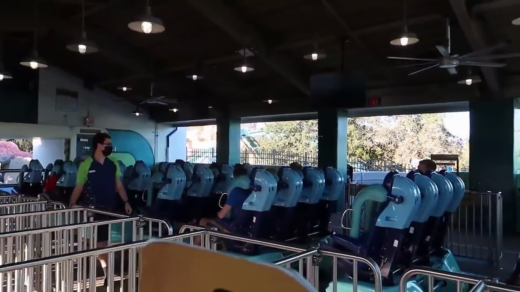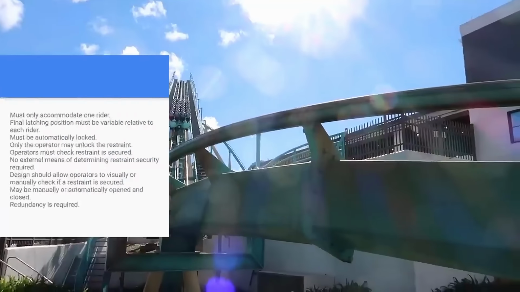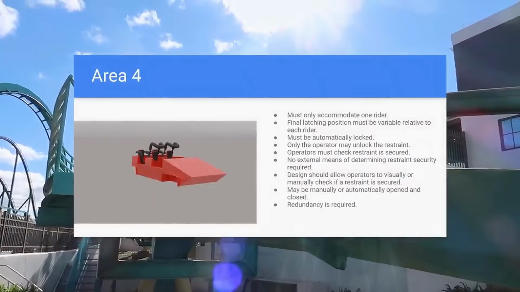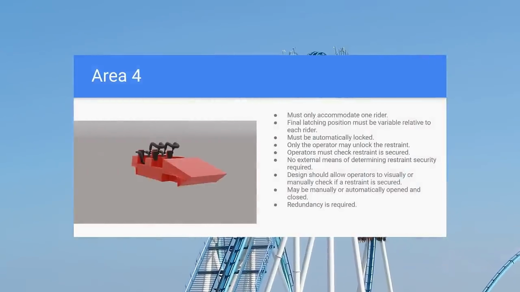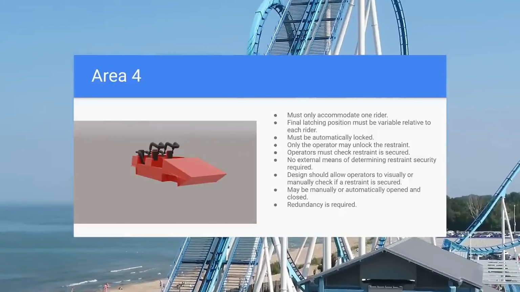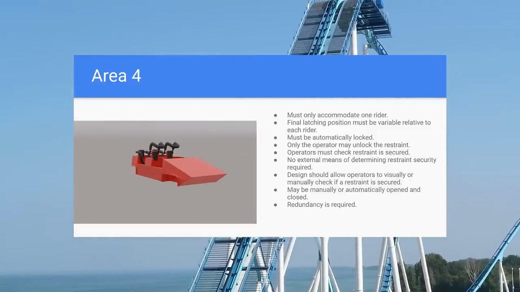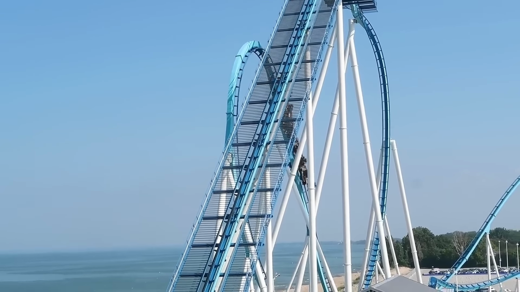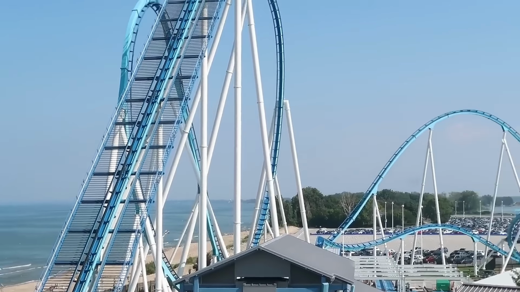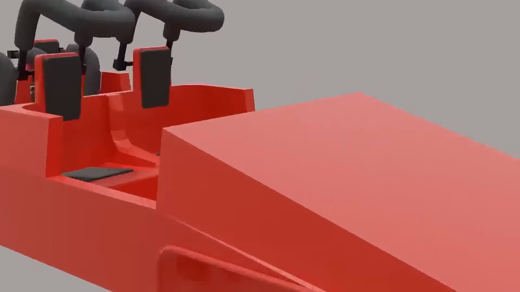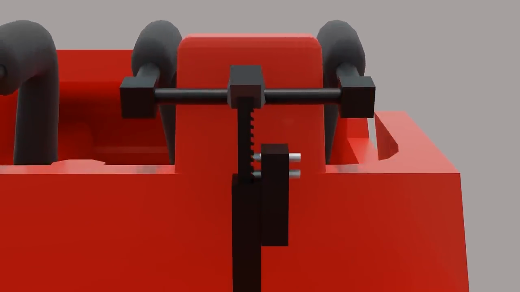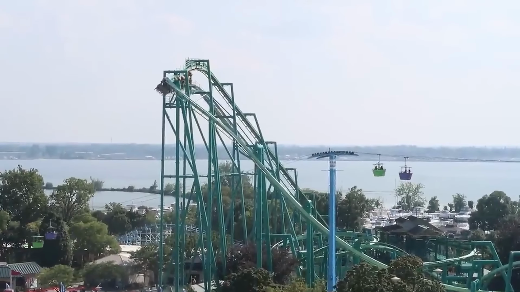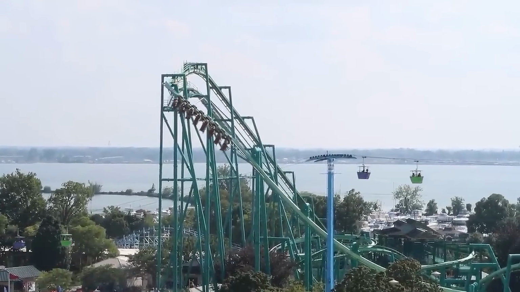Area 4 restraints step things up further by requiring one restraint be provided for each individual rider, requiring that restraints must be automatically locked, that only the operator have the ability to unlock the restraint, and that redundancy is now required. This redundancy can be achieved through multiple independent systems in the restraint system, such as 2 independent locking pins, or by a separate device like a seatbelt. Think of older B&M looping coasters with simple over-the-shoulder restraints like Raptor at Cedar Point.